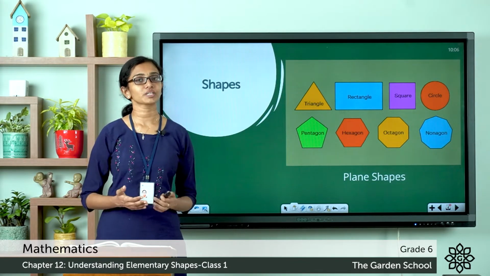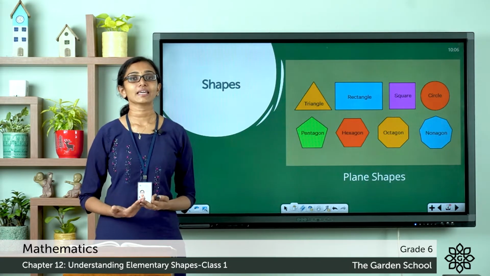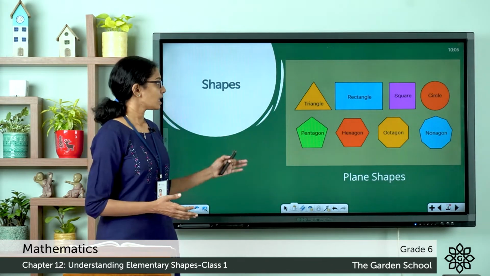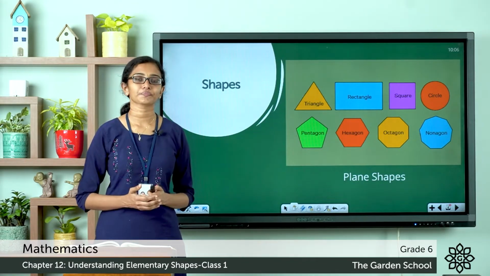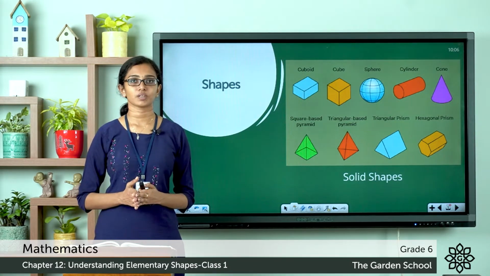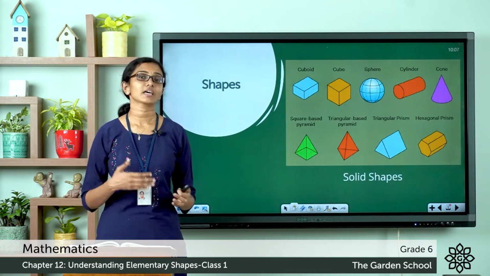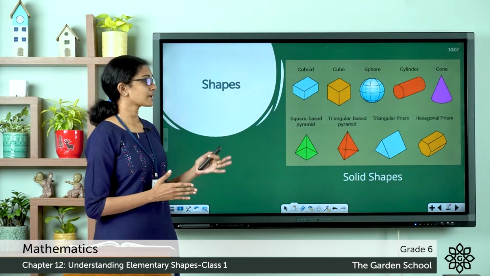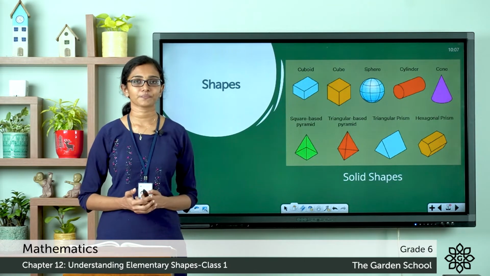Two-dimensional shapes or 2D shapes are also called plane shapes or flat shapes. Why? Because we can lay them flat on a plane surface or a flat surface. Here are a few to name: triangle, rectangle, square, circle, and so on. Now here you can see a few solid shapes or 3D shapes. 3D shapes occupy some volume in space, hence they are also called solid shapes. A pyramid, a cube, a sphere are all examples of solid shapes.